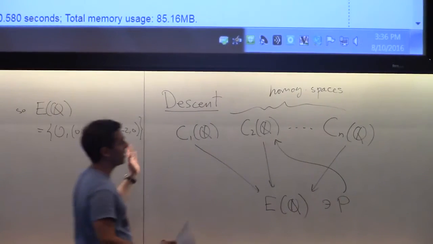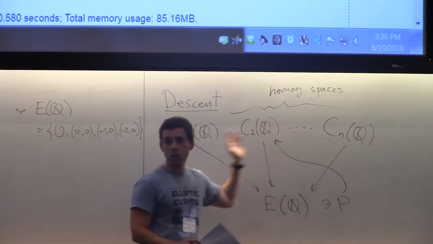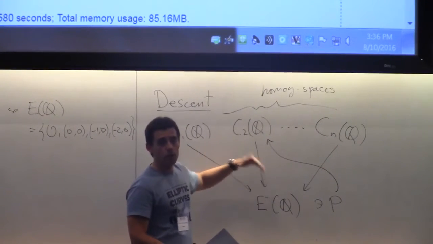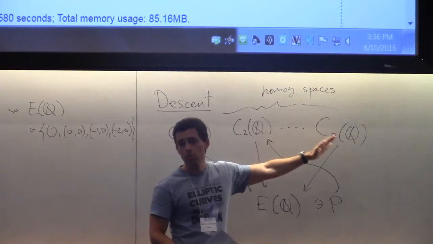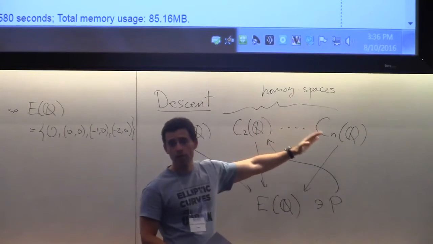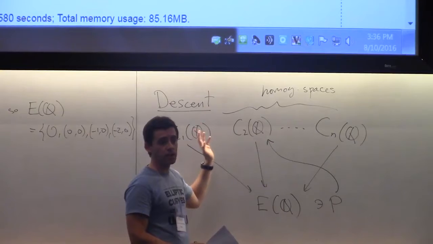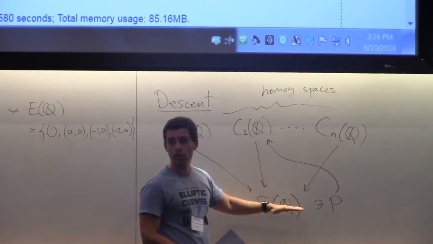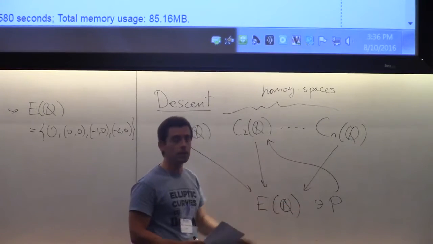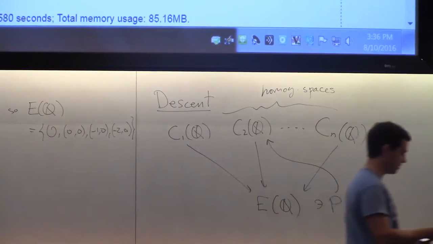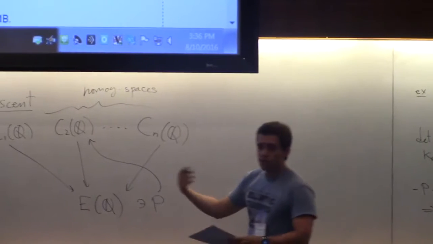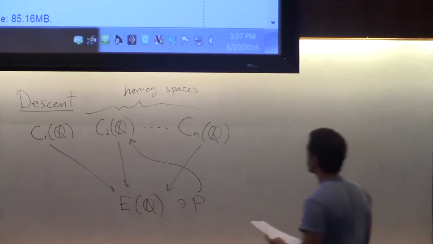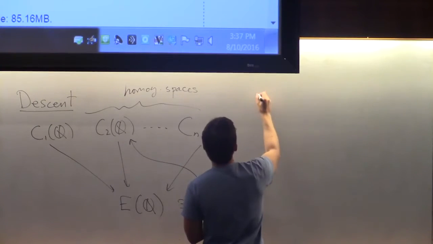So once I have a complete list of the homogeneous spaces, I can look through all of them, find points, send them back, send them down, and if I'm somehow able to cross out, by whatever means, all of them, either finding points or proving there are no other points, then I know I found all of them. Okay, so that's the idea of the descent. As I said, there are several flavors of descents. The very most basic one is called a full 2-descent.